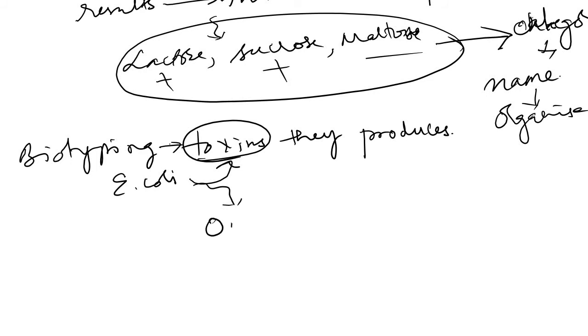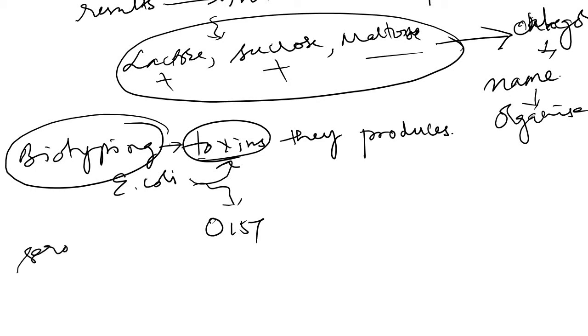For example, O157. This is one of them. Or you can also have Shigella, and so on. So basically, one important thing you have to remember is that biotyping is based on one specific character where a particular species is subdivided into other groups or subspecies types. Okay. Now this is usually done in the reference laboratories. We usually do not do it on a regular basis. The next one is serotyping.